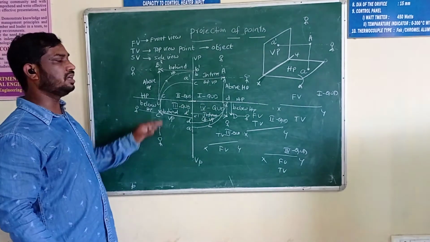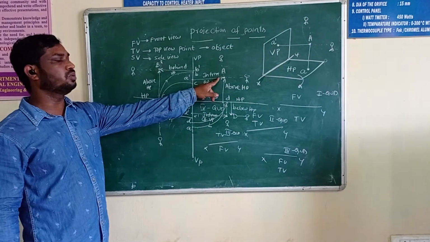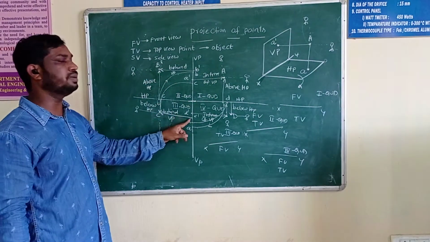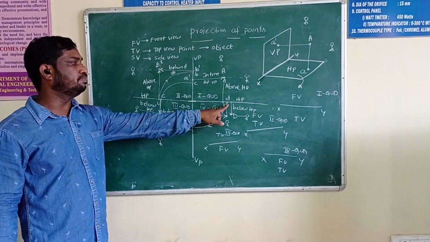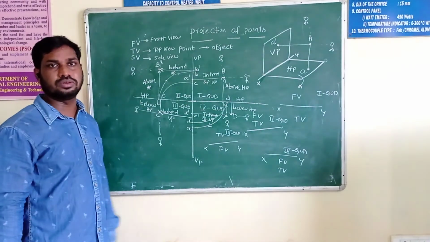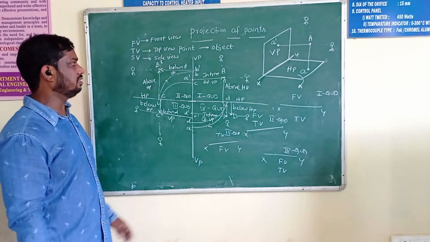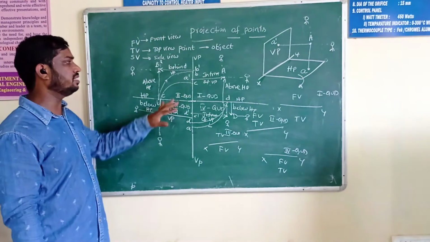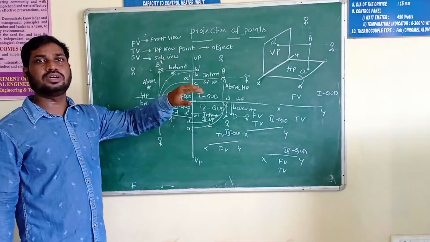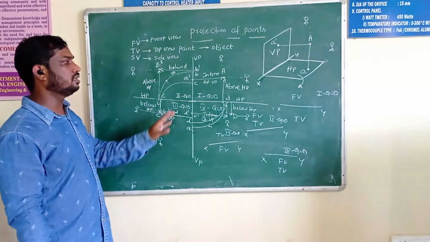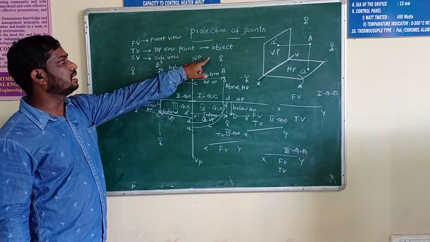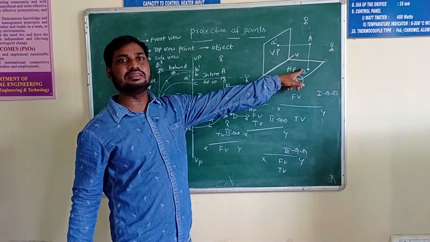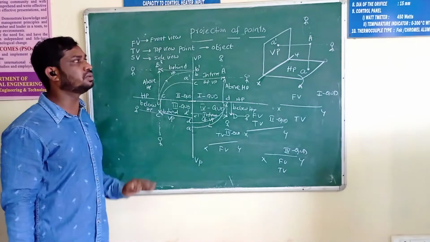Okay, these are the total terminologies. Above HP, in front of VP: first quadrant. Above HP, behind VP: second quadrant. Below HP, behind VP: third quadrant. And below HP, in front of VP: fourth quadrant. This is the complete concept of the projection of points. If you understand this concept, then only you are going to solve the problems. The front view is always indicated with a dash, and the top view is always indicated without a dash. It is very important.